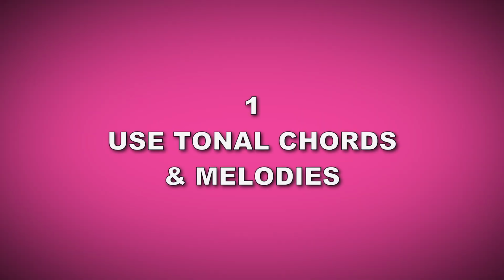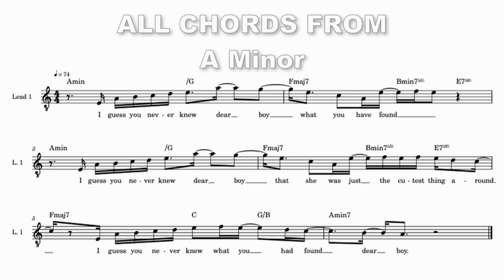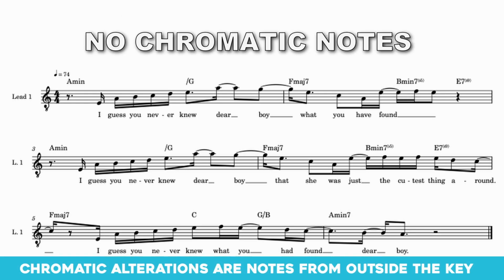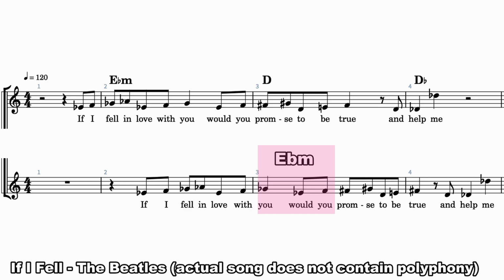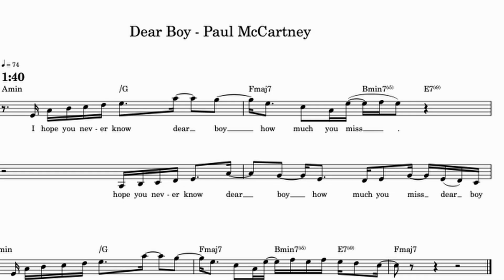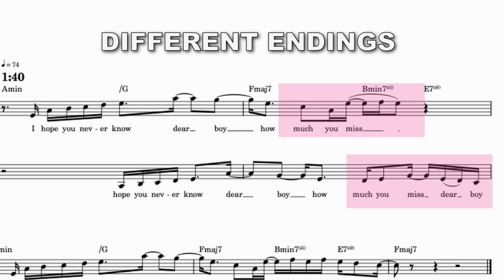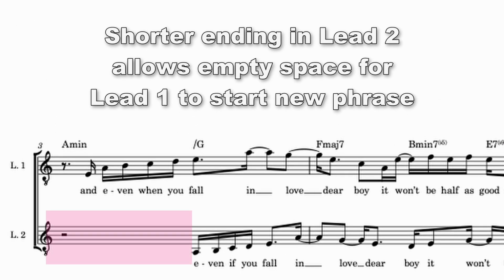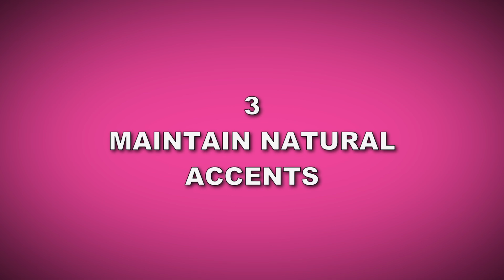Number 1, polyphony by displacement is easiest to pull off with tonal chord progressions and tonal melodies. The more chromatic your material is, the more you'll have to modify the displaced melody because it won't line up with the harmony anymore. 2, the displaced melody doesn't need to be an exact copy. You can make slight alterations to avoid any clashes with the original melody or to improve the phrasing, such as in this example.